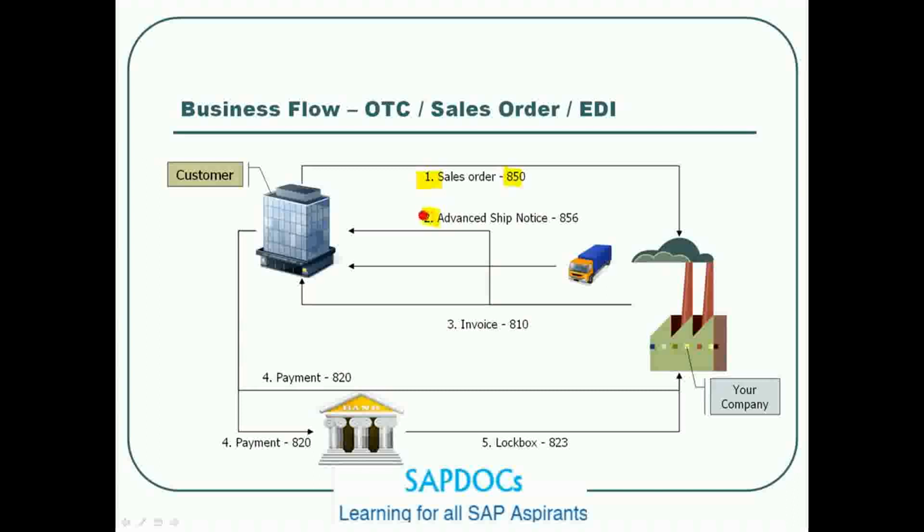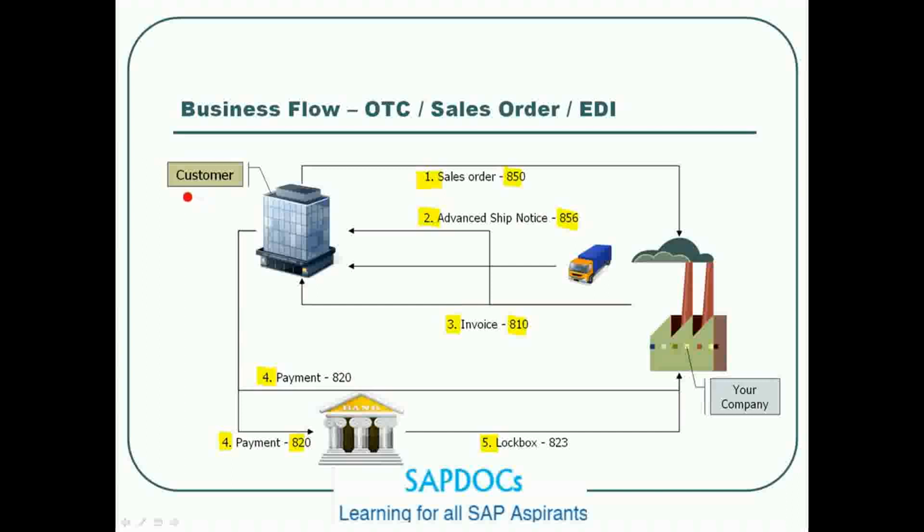Then once we ship the goods, we send the advance ship notice, which is 856. Then 3 is the invoice that we send to the customer. 4, the customer sends me the payment information, and he also sends the payment detail to his bank. Our bank receives the data and sends us the lockbox data saying that you got paid by your customer.